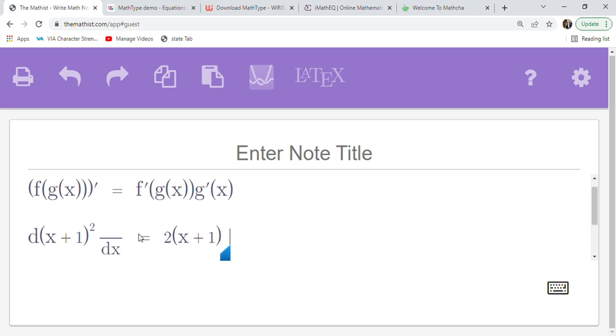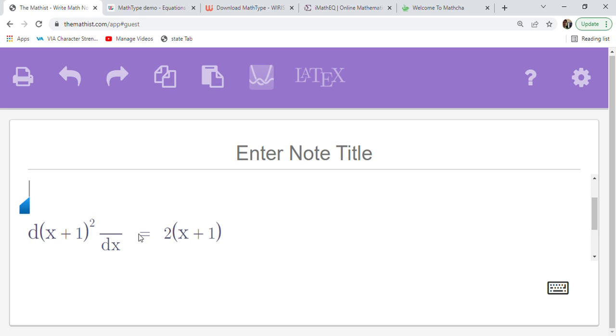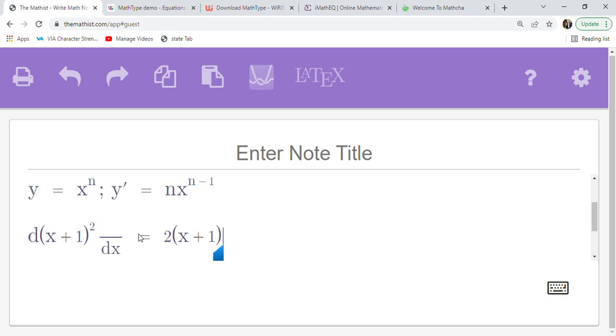Actually, I haven't gone over that yet. Basically, I think I challenged you to figure this one out in the previous lecture, but just in case you didn't get that, we have a function like y equals x to the nth power. Then y prime, that is the derivative of y, equals n times x to the n minus 1 power. So we reduce the power by 1, and we multiply it by that value.